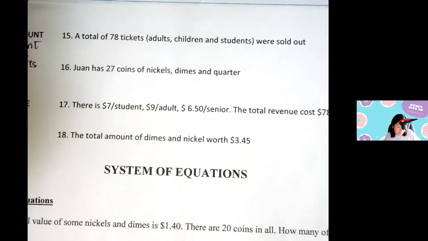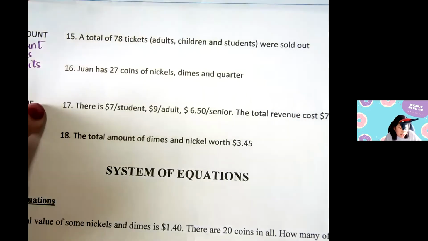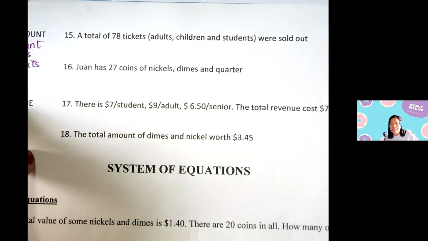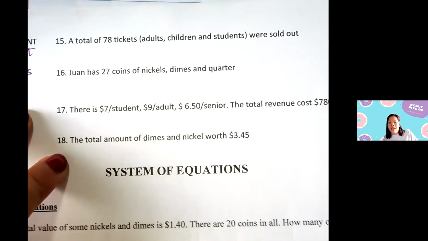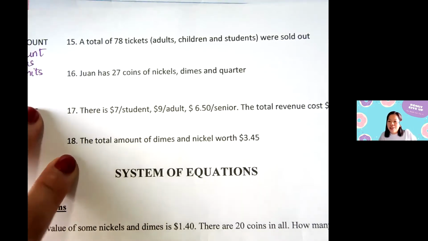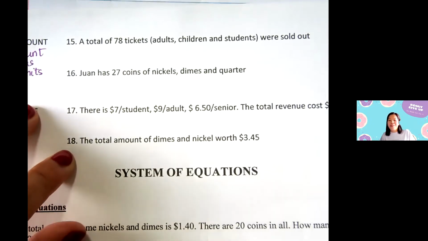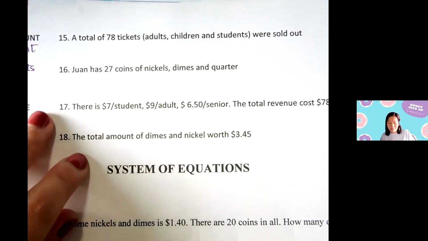Number 15. A total of 78 tickets, including adults, children, and students, was sold out. Okay, it's not a very complete sentence right here, but we work with what we have, right? It's just talking about the amount, what we can count. So here I would like to ask Ms. Tran, please tell me what information do you think is important on here?